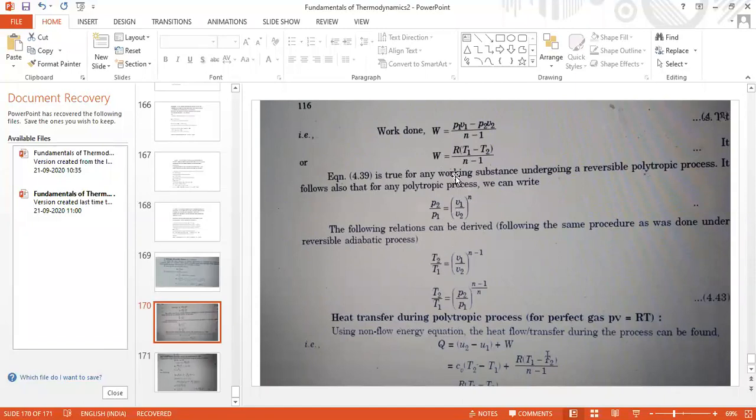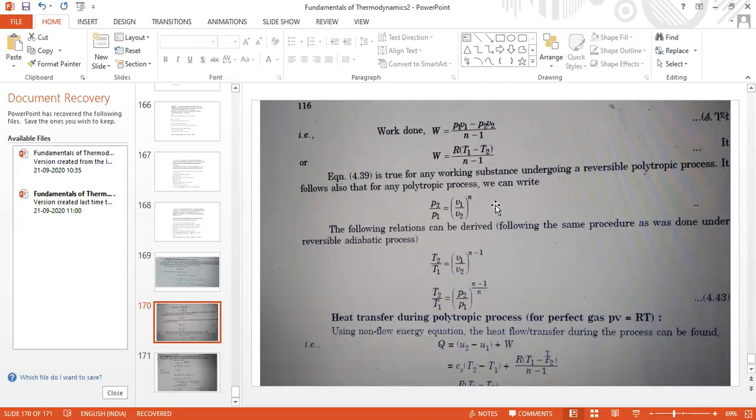Okay, the idea here is we could stop the work done discussion at this point itself. But we are extending because all these are generalized mathematical things which we may come across in the problems. That's why we are discussing. Now here P2 by P1 is equal to (V1 by V2) whole power n. This is nothing but PV^n equal to constant, which is a polytropic process.